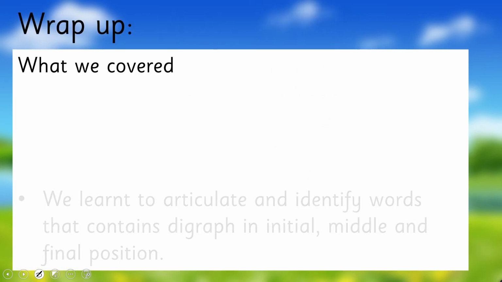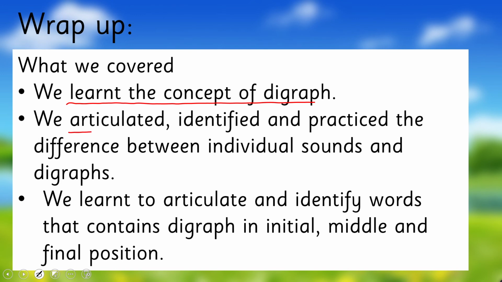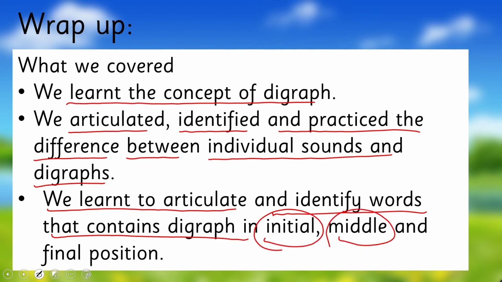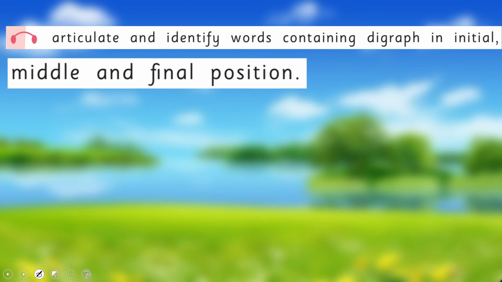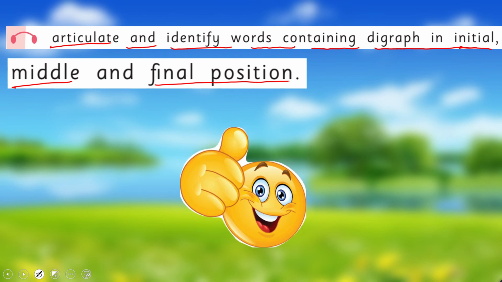So in this way, we learned the concept of digraph, and we articulated, identified and practiced the difference between individual sounds and digraphs, and we learned to articulate and identify words that contain digraphs in initial, middle, and final position. So in this way, we achieved our SLO to articulate and identify words containing digraphs in initial, middle, and final position. Are we done with it? Yes. So that's it for today.